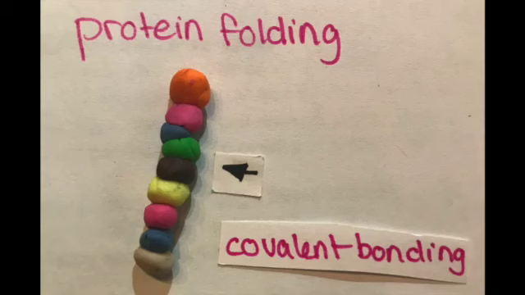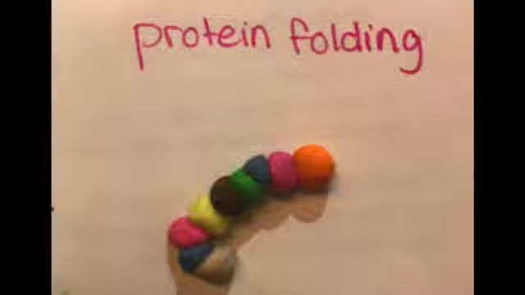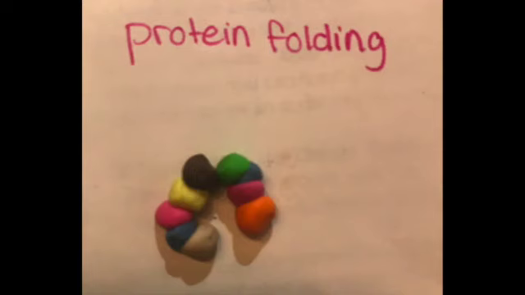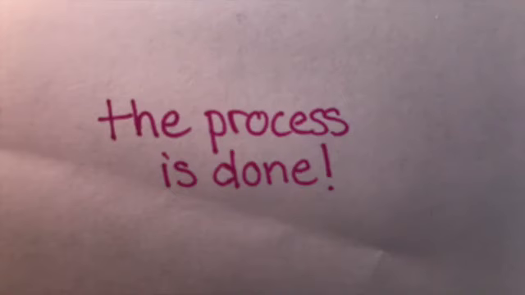And finally, protein folding occurs, where there are covalent bonds between the amino acids, and these amino acids fold and twist up into a protein, which is our final product there. And now the process of gene expression is done through transcription and translation.